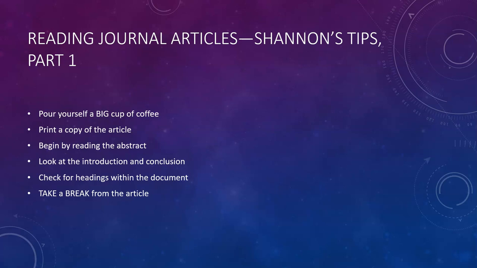When we get to the actual reading of the article, the first thing that you should do is look at the abstract. And remember, the abstract is just a little short summary of the longer article. Reading a little summary gives you a good idea of what to expect over the article and can actually improve your understanding. Then take a look at the introduction and conclusion. Check for headings within the document. And then I would say take a little break. Okay, so that's sort of your first step.